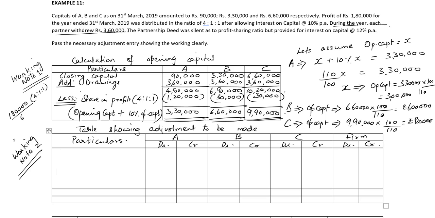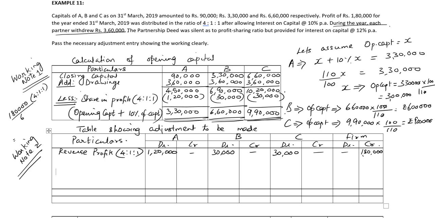So the first step is to reverse the profits, which were distributed in the ratio 4:1:1. For reversal of profits, we need to debit the partner and credit the firm. We debit A with his share of profit, 1,80,000 into 4/6. We debit B with his share of profits, 30,000, and debit C also with 30,000. Total profits of 1,80,000 go to the credit of the firm.